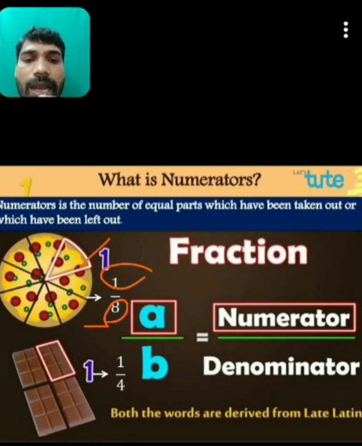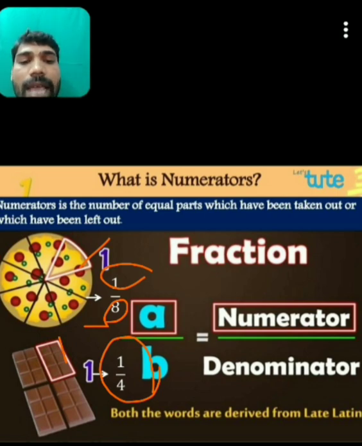1 by 8. Now this part can be written as 1 by 8. And here, below that, the chocolate is divided into 4 parts. So this one part can be considered as 1 by 4, or 1/4, of the chocolate.